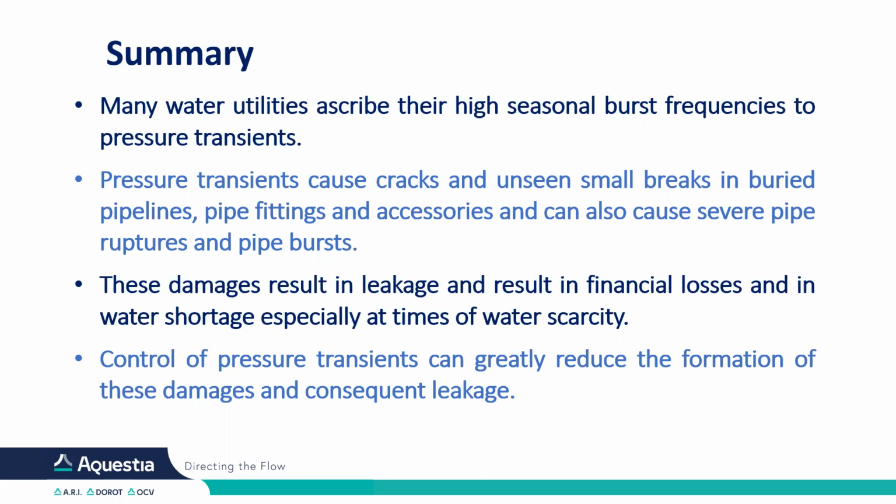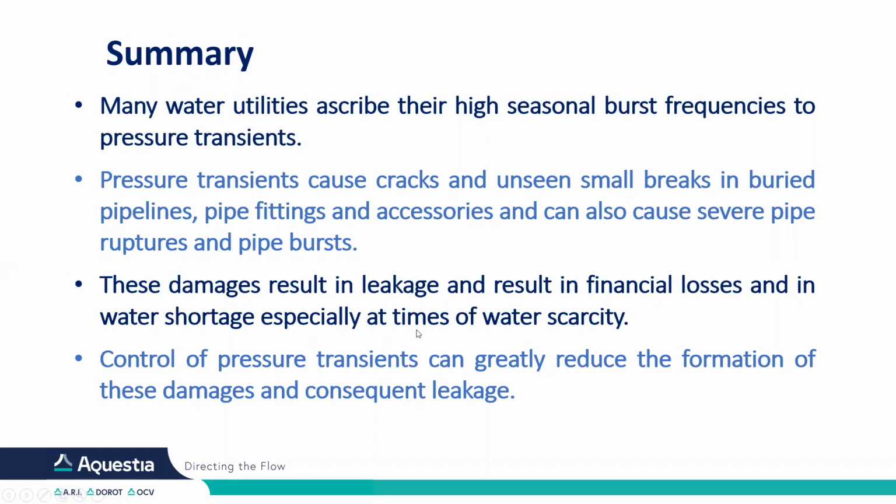So let's just summarize. Many water utilities ascribe their high seasonal burst frequencies to pressure transients. Pressure transients, as I just showed you, cause cracks and unseen small breaks in varied pipelines, and that's the most. If you calculate the volume, the most water loss volume happens due to those unseen small cracks you have in your system, not those big bursts that you see, you come and fix. Pipe fittings and accessories can also cause severe pipe ruptures and pipe bursts.